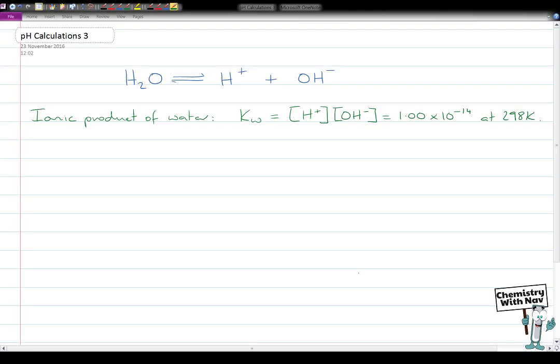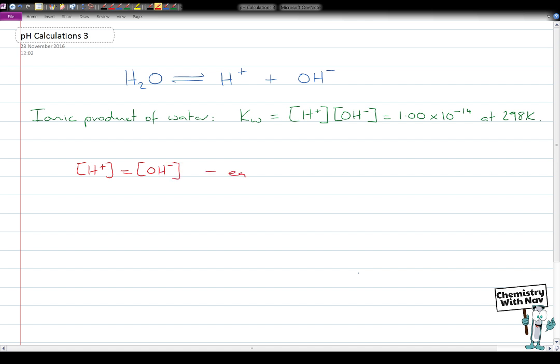So water constantly dissociates into H+ and OH- ions in an equilibrium, which means that we can write a version of the equilibrium constant, which is called Kw, the ionic product of water, as being [H+][OH-], and at 298 Kelvin, which is room temperature, that has a value of 1 times 10 to the minus 14.